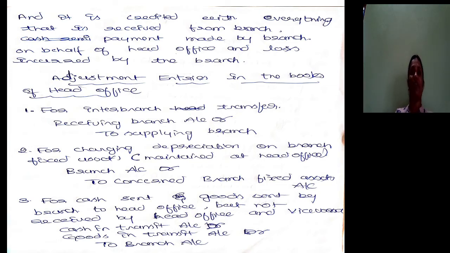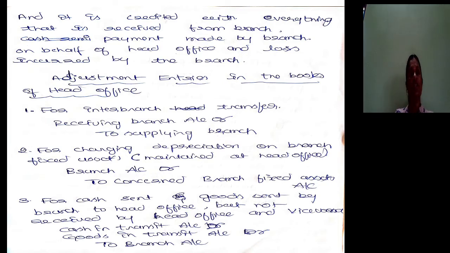So in the books of head office, we need to debit receiving branch and we need to credit supplying branch for inter-branch transfer. So what's the adjustment entry? Receiving branch account debtor to supplying branch account.